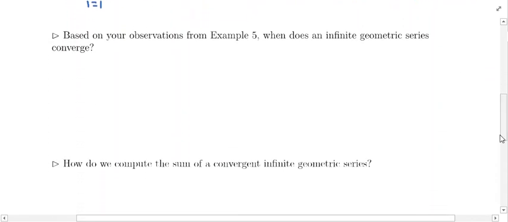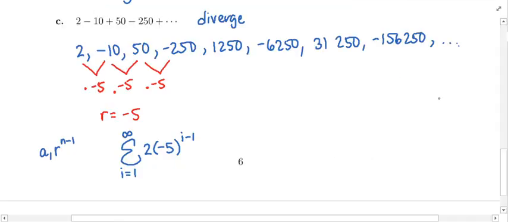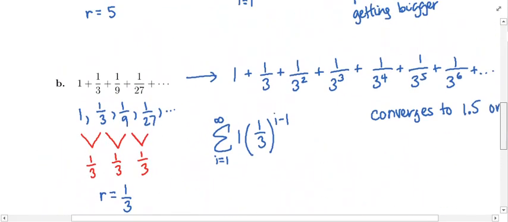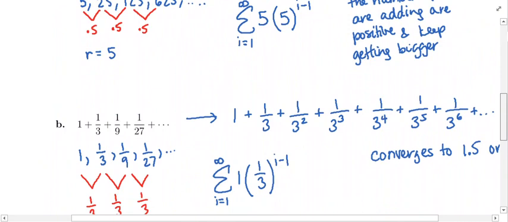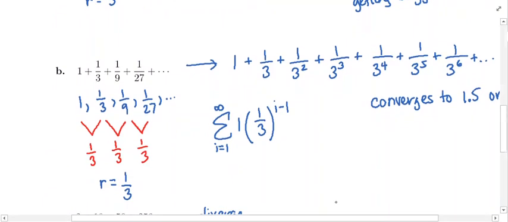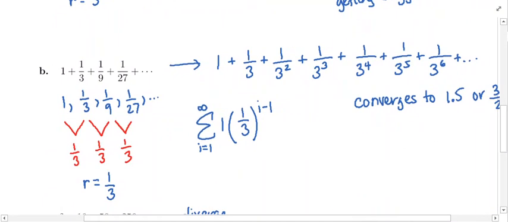Based on our observations on these 4 series that we looked at, let's go back and look at the ones that converge and see what they have in common, and then look at the ones that diverge and see what they have in common. So let's talk about converging first. We think B converges to 1.5.